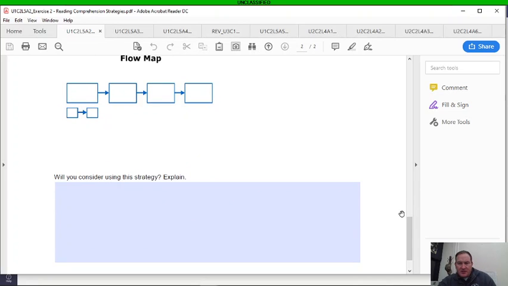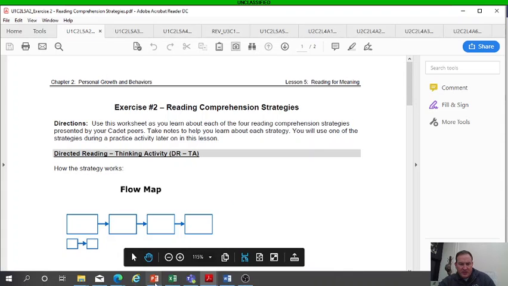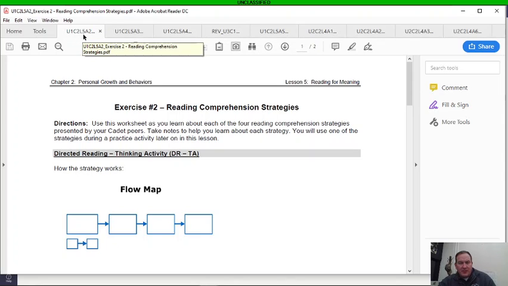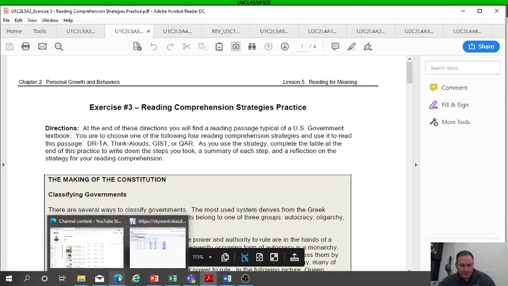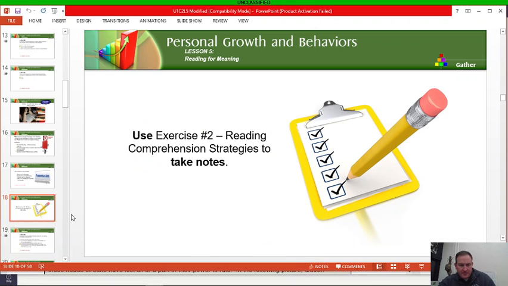All right, so again, that's in your classroom, class materials for this lesson. It's all connected, they all have the same title initially, the U1C2L5, Unit 1, Chapter 2, Lesson 5, reading for meaning, and then it has obviously this exercise 2. Exercise 3 is coming up next. We'll take a look at that a little later. Okay, back to your presentation piece.